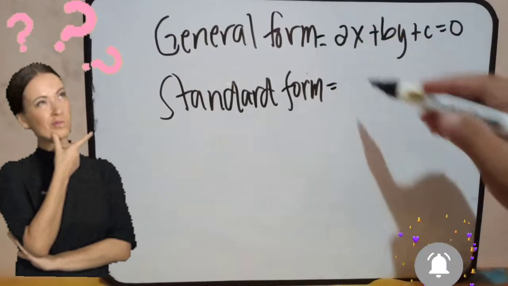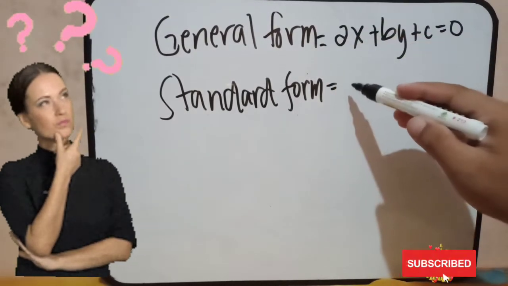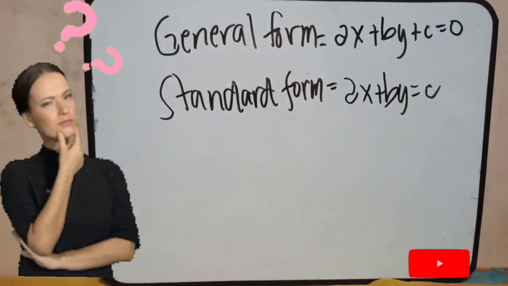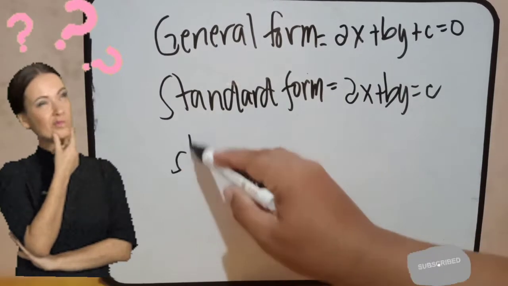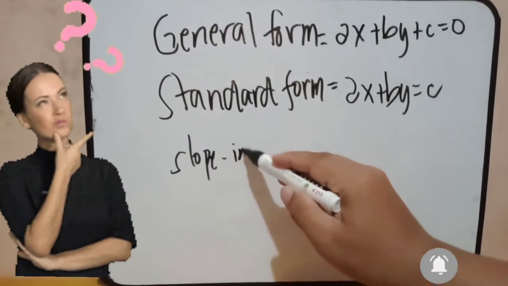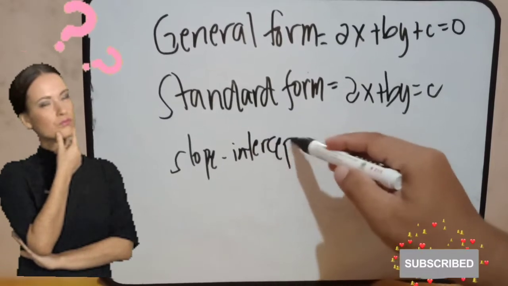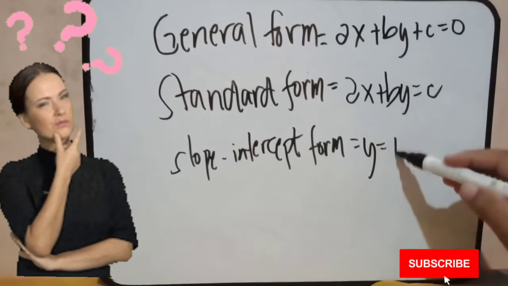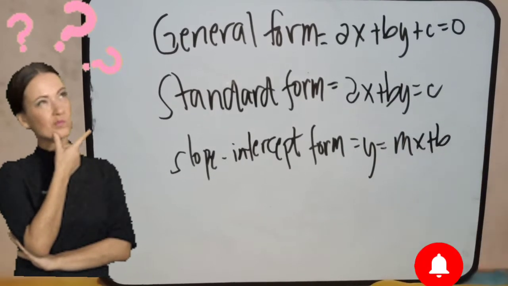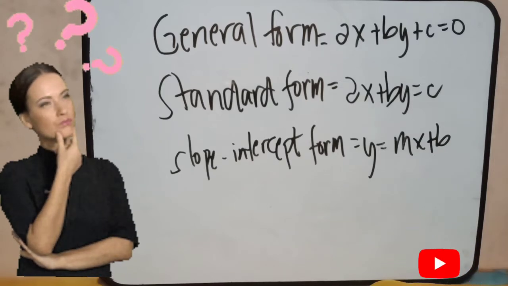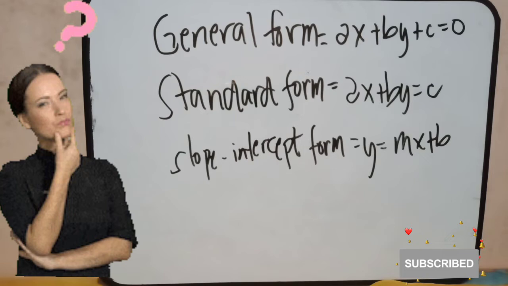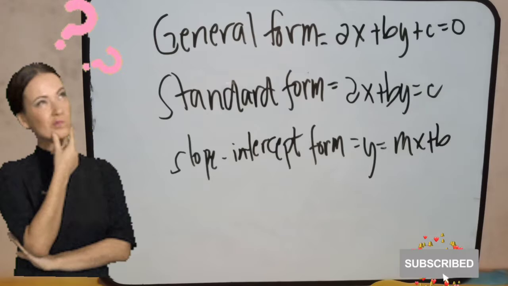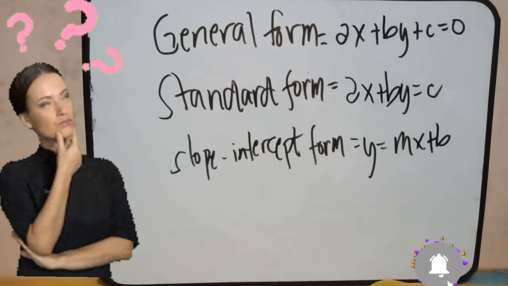There is also the standard form, where the formula must be ax plus by is equal to c, and there is also the slope intercept form, which has the formula y is equal to mx plus b. Okay, so this is our topic for the second quarter. Now what we're going to do is to graph each of the following.